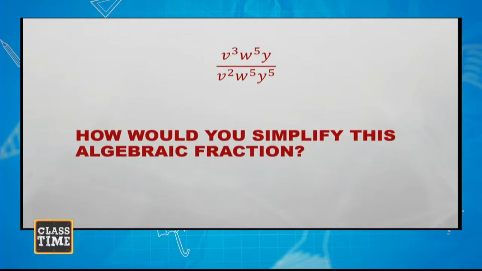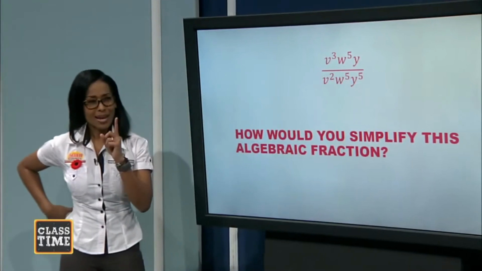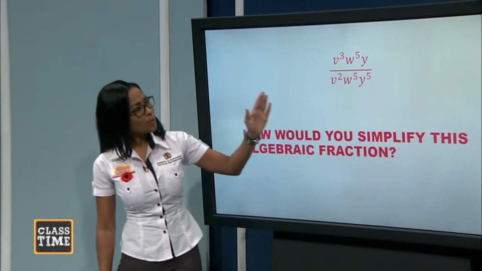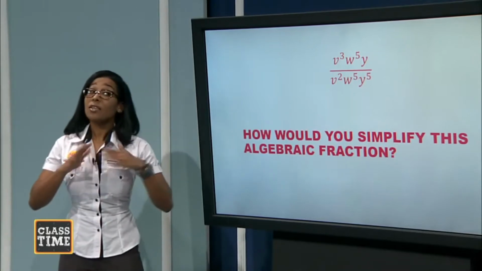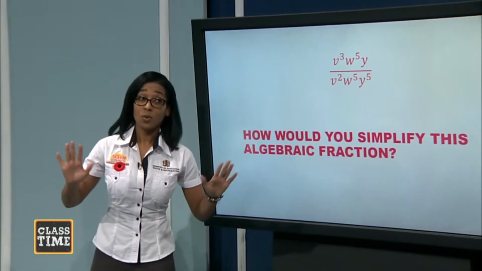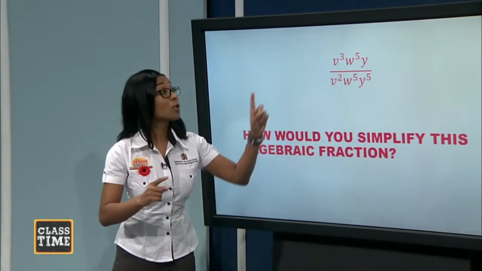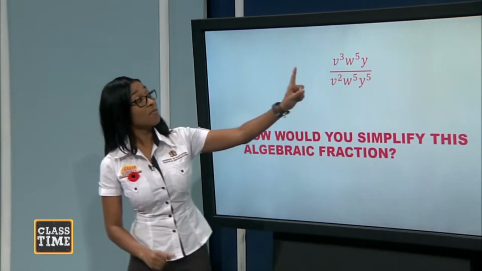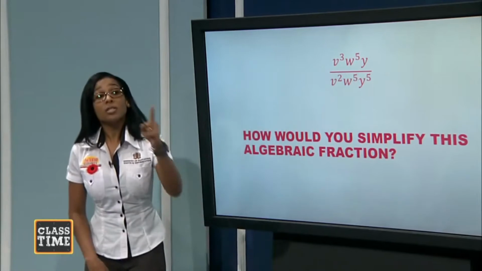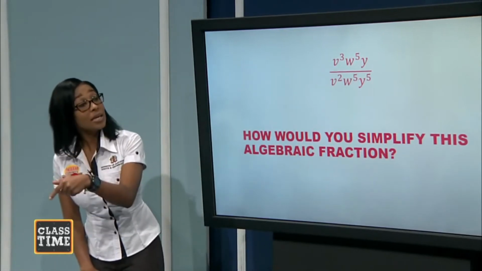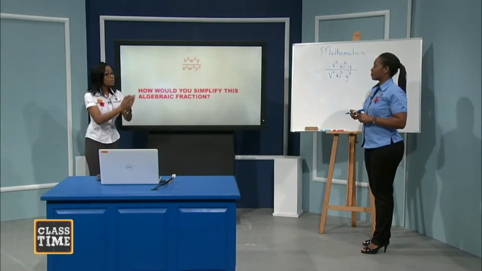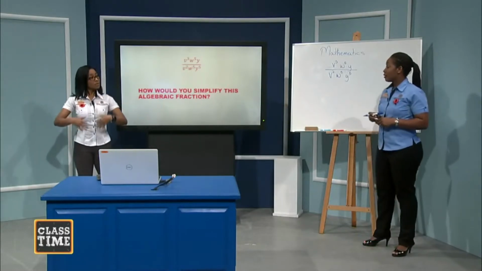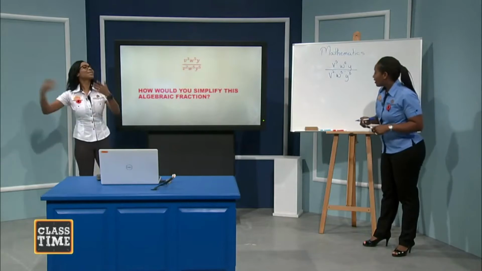I don't remember us doing any like this before, so this looks sticky. But I remember something from high school: when we're looking at these types of algebraic fractions, I love to take the long route. So I would go ahead and expand. I'm going to write what each means. My v cubed means v multiplied by v multiplied by v. My w raised to the 5th power would be w multiplied by w multiplied by w multiplied by w multiplied by w.